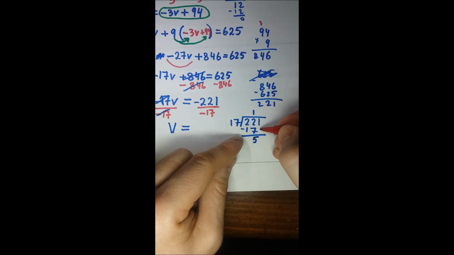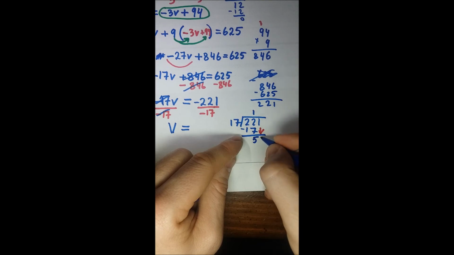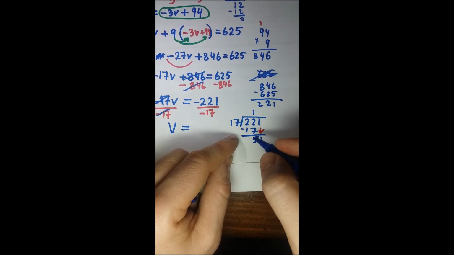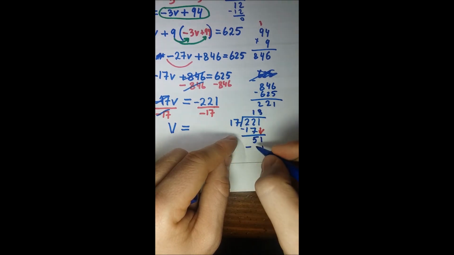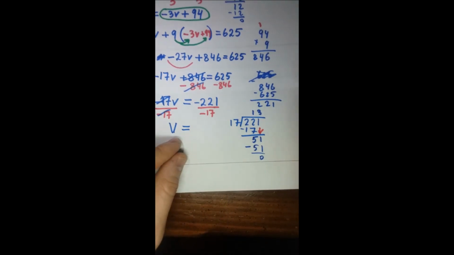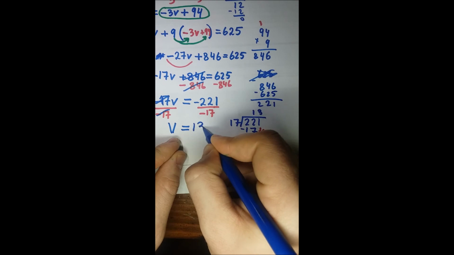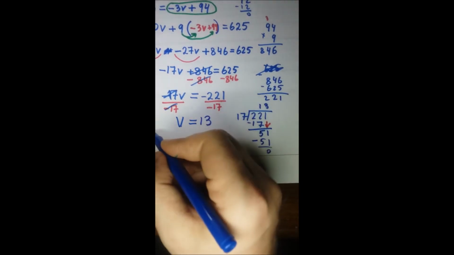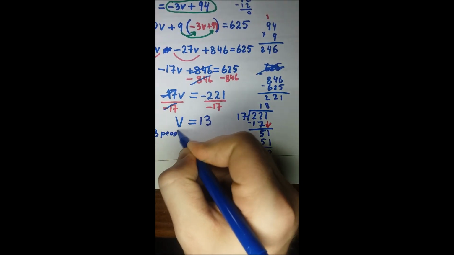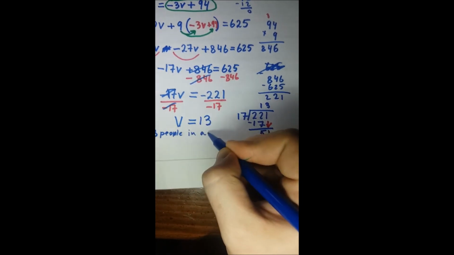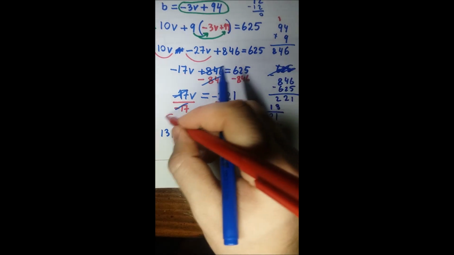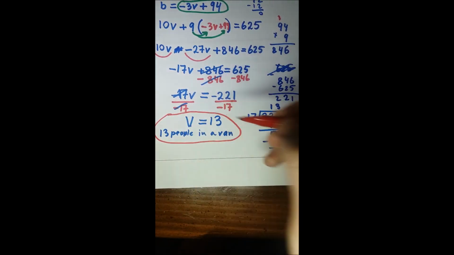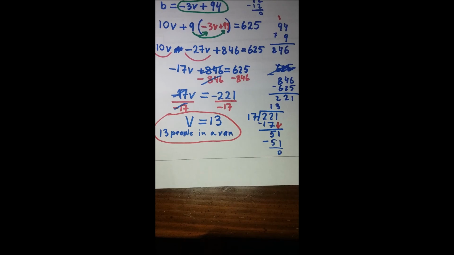Okay? Drop down this one. It's 51. How many times does 17 go into 51? 3 times. 7 times 3 is 21. Plus 2. 3 times 1 is 3. Plus 2 is 5. Perfect. I love it when the plan comes together. V equals 13. So basically, 13 people in a van. Okay, so that's our first part of the answer. Okay, so we know now the van holds 13 people.